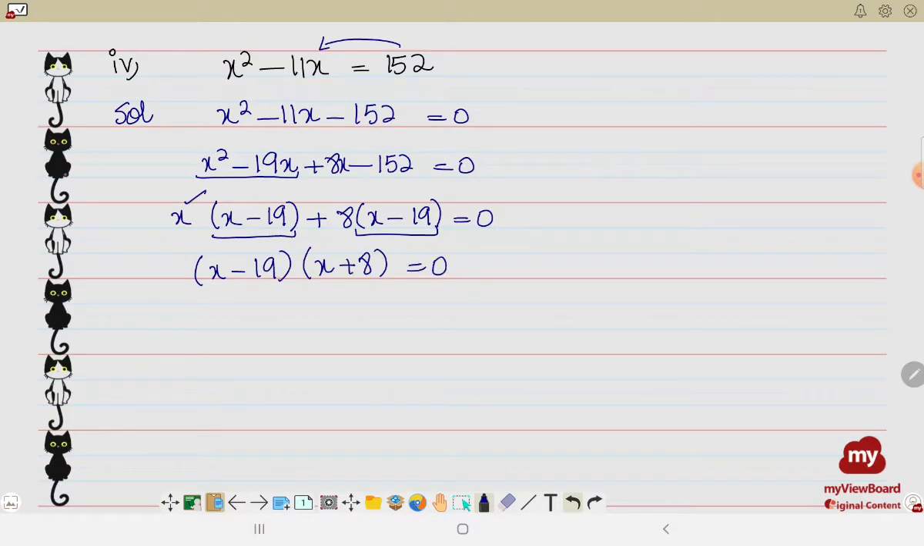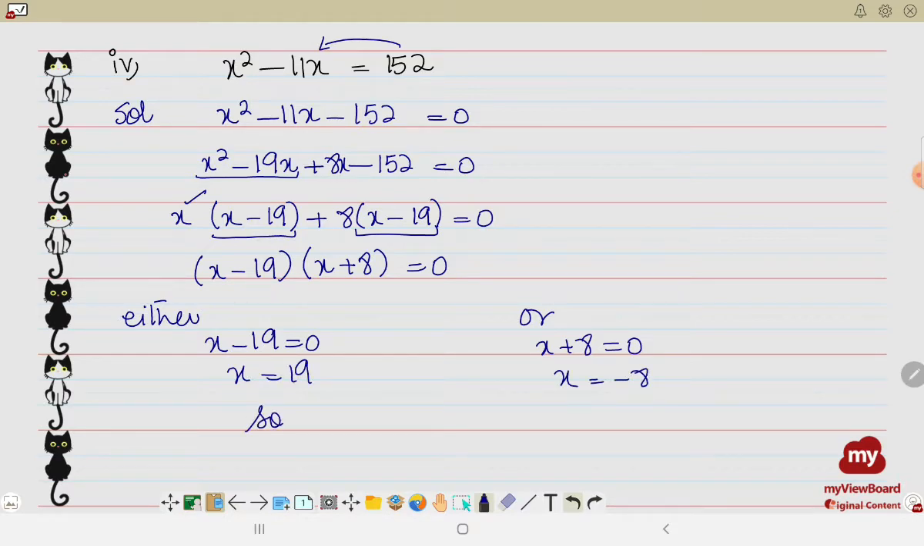So we got two factors. We'll equate these two factors equal to 0 one by one. x minus 19 equals 0, or x plus 8 equals 0. So you're left with x equals 19 and x equals minus 8. At the end, we have to write down the solution set, which is minus 8 and 19. I hope you understand the sum.